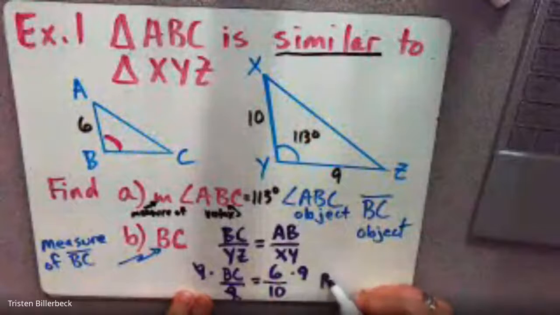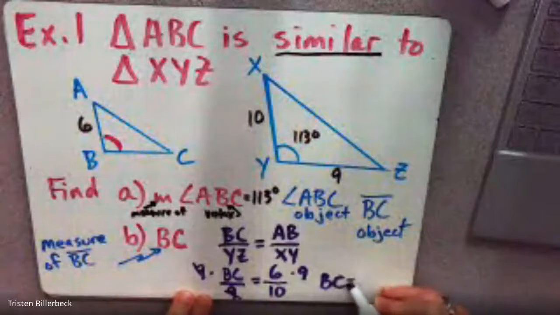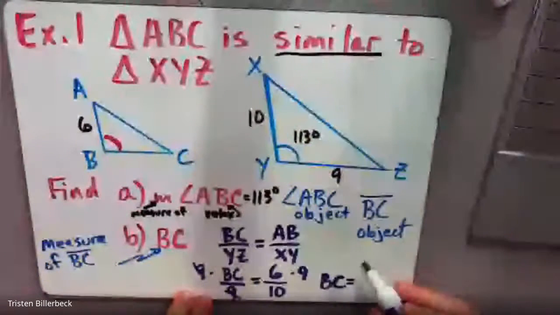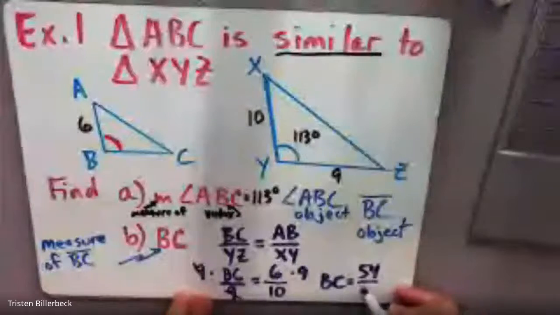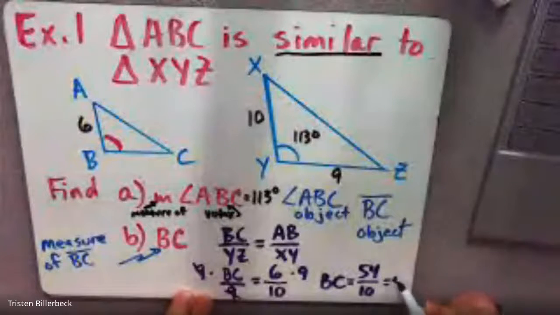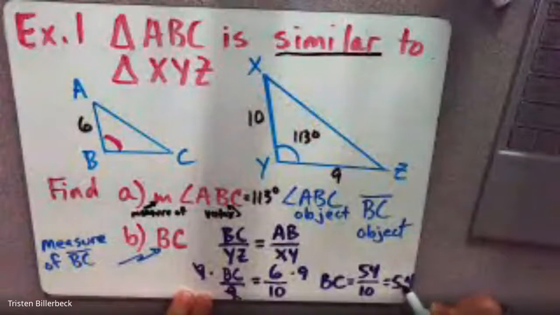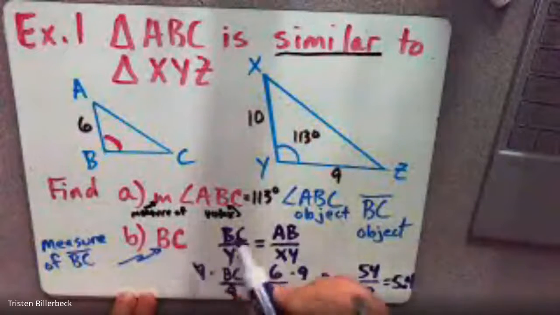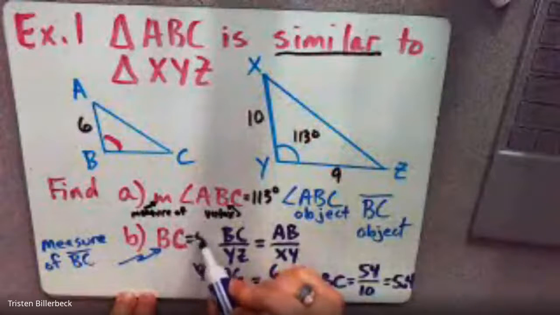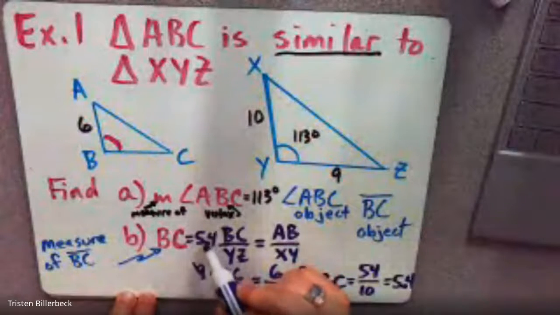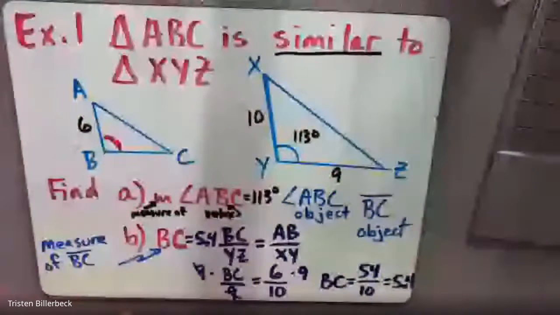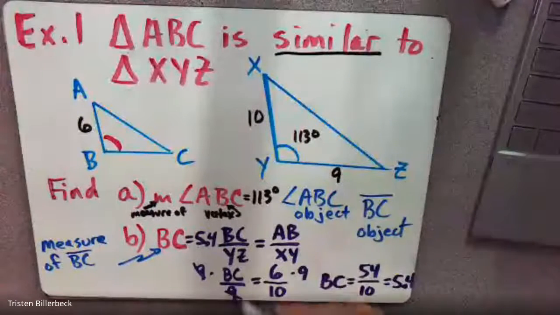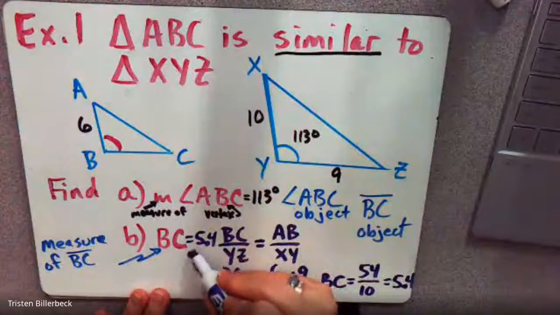So we have BC equals, and then 6 times 9 is 54 over 10. So that becomes 5.4. So BC then is 5.4. Okay, and we don't know the units, so we can just say units.